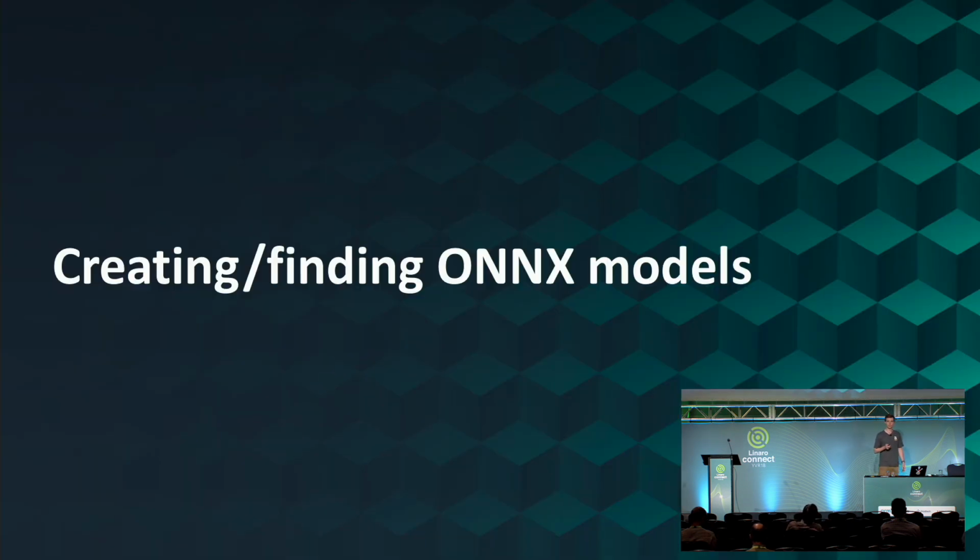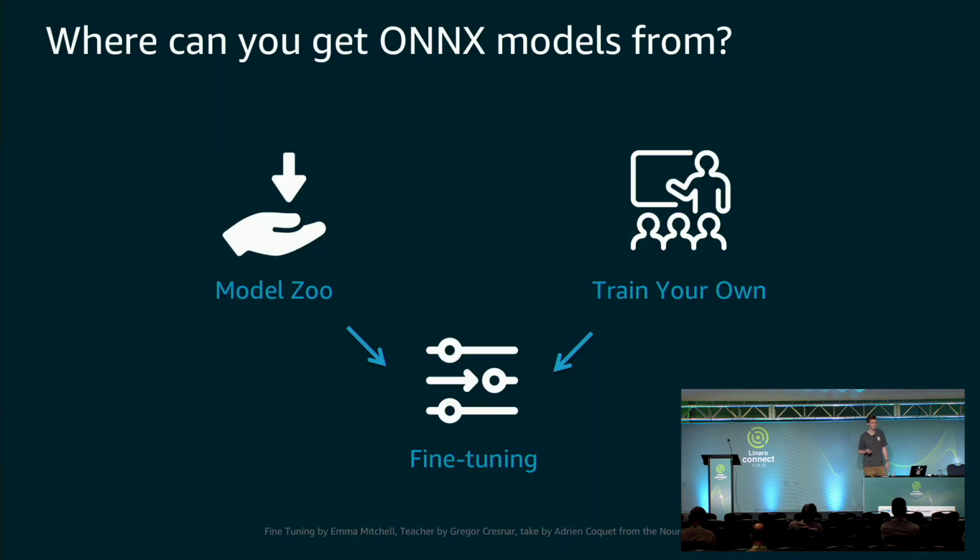So let's start at the beginning. Where do we get ONNX models from? A few different sources. The most likely starting point for a lot of users will be to go to a model zoo. There's actually a distinct ONNX model zoo that has a number of pre-trained models for a lot of different tasks, and that's being added to all the time. That's increasing quite a lot.